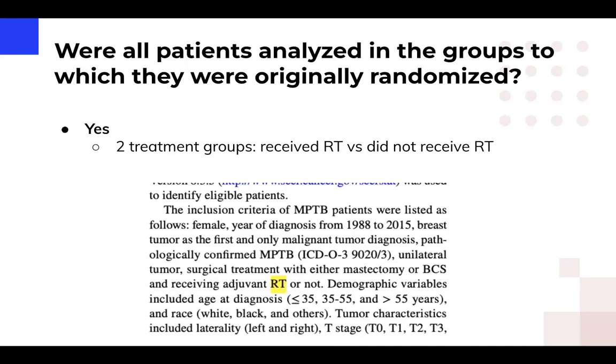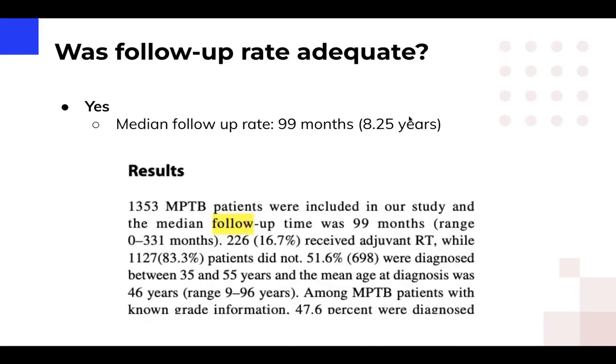For the next question, were all patients analyzed in the groups to which they were originally randomized? Yes, because there are only two treatment groups, whether they received radiotherapy or did not. The duration of the radiotherapy was not explicitly defined, so as long as the patient received radiotherapy, they would automatically belong to the treatment group. Next question, was follow-up rate adequate? In the study, they found a median follow-up of the retrospective patients to be 99 months. So that's about 8 years, which is greater than the usual 5-year survival rate. And we think that this is an adequate follow-up rate.